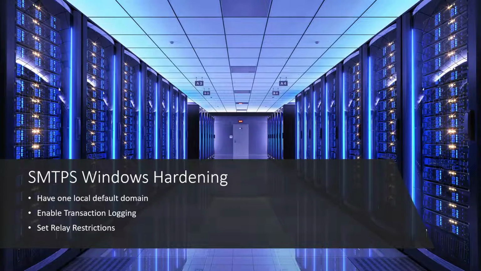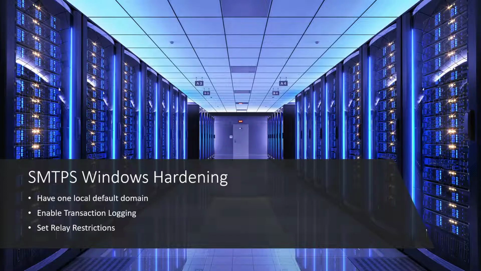And last but not least, for the third SMTPS Windows hardening, you can set relay restrictions, and by default all computers are denied relay access. Microsoft SMTP service doesn't allow computers to relay unwanted mail through the virtual server, and also all computers are denied relay access except those that meet the authentication requirements that are specified in the authentication box on the access tab. And by default, if your virtual server is on the internet, it is not recommended that you grant relay access.